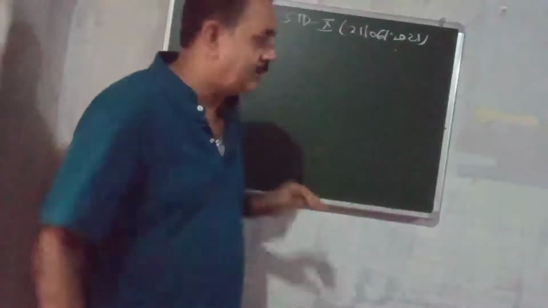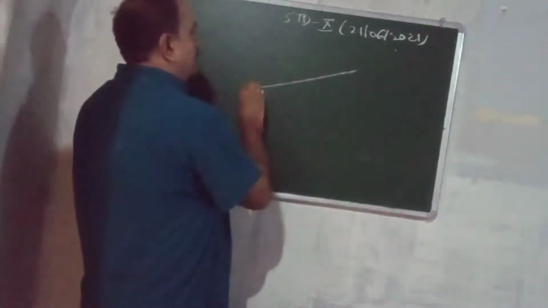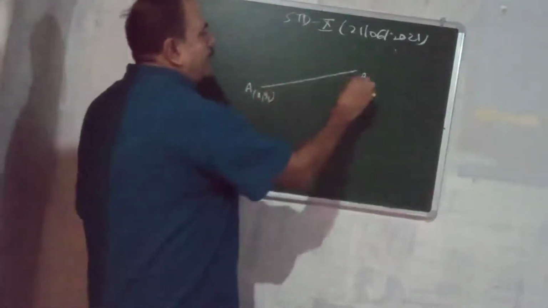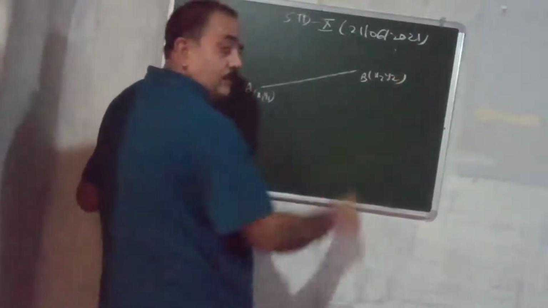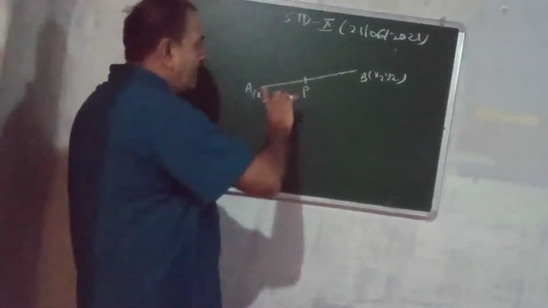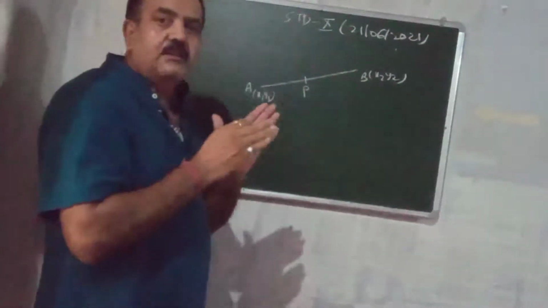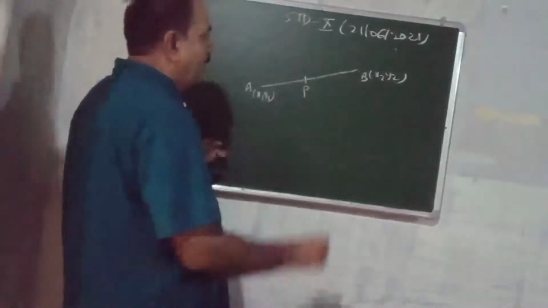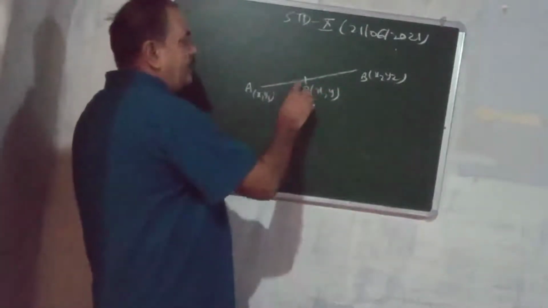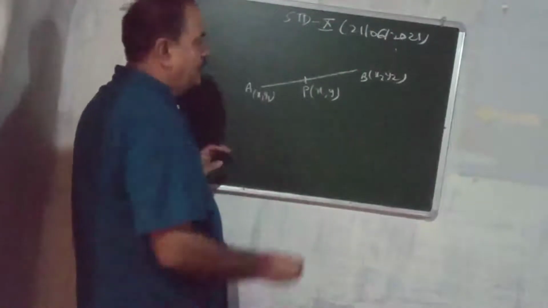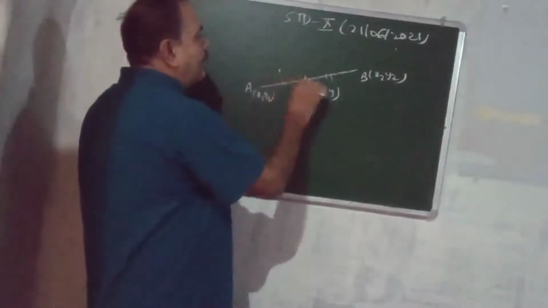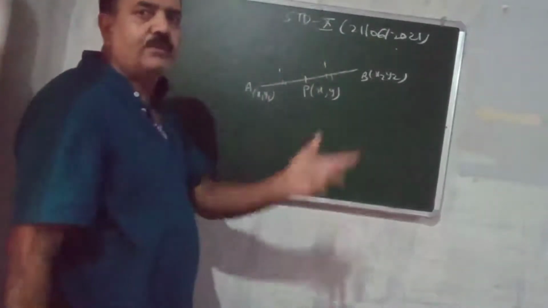Now, question: A has coordinate x1, y1 and B has coordinate x2, y2. If P is the midpoint, P divides the line AB in equal ratio, meaning AP and PB are equal. If AP is 1, PB is also 1. 1 is to 1, same ratio. Then we have to find the coordinates of x and y.